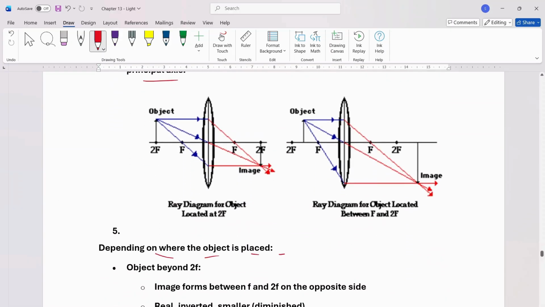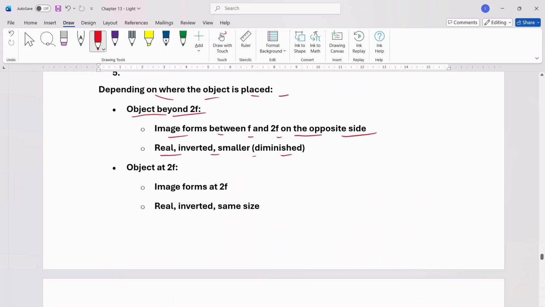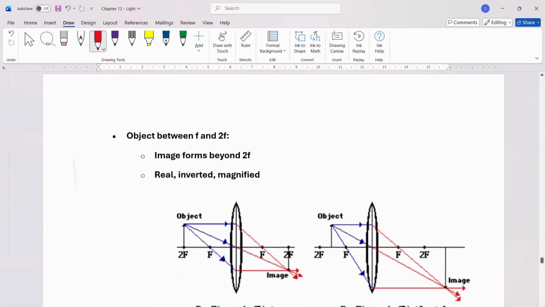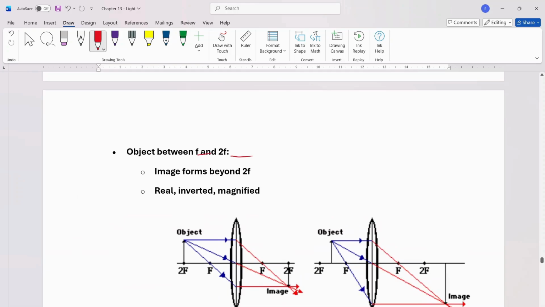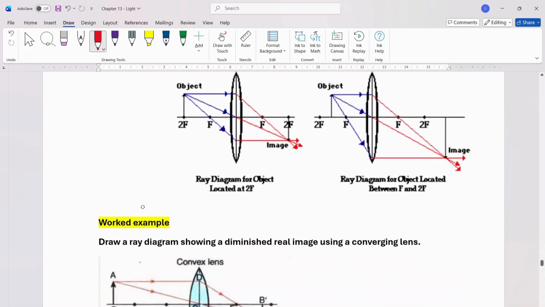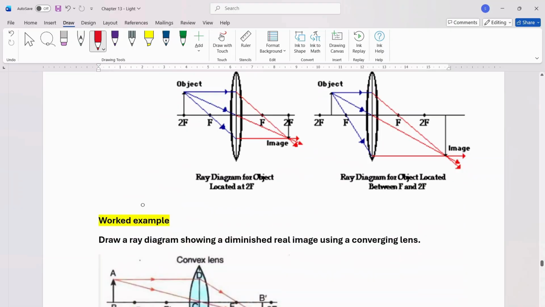Depending on where the object is placed, for example, beyond 2F, the image is formed between F and 2F on the opposite side: real, inverted, smaller, diminished. Object at 2F, image formed at 2F: real, inverted, same size. Object between F and 2F, image formed beyond 2F: real, inverted, magnified. Now let's see some worked examples.